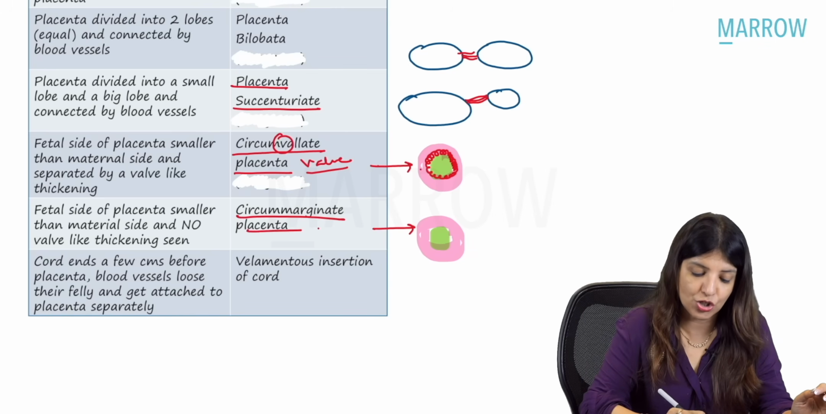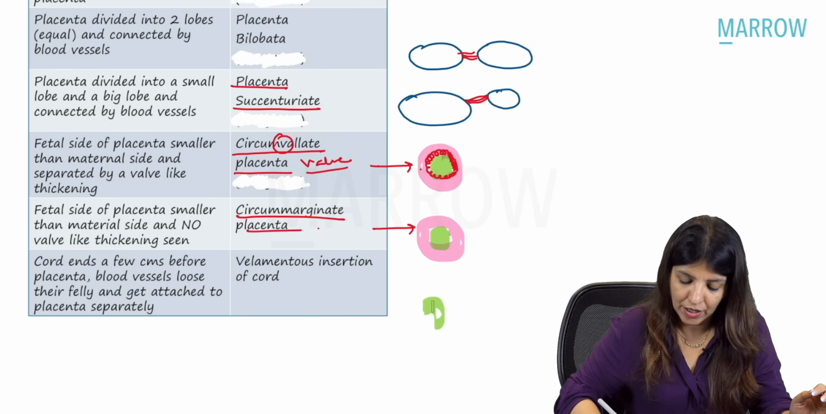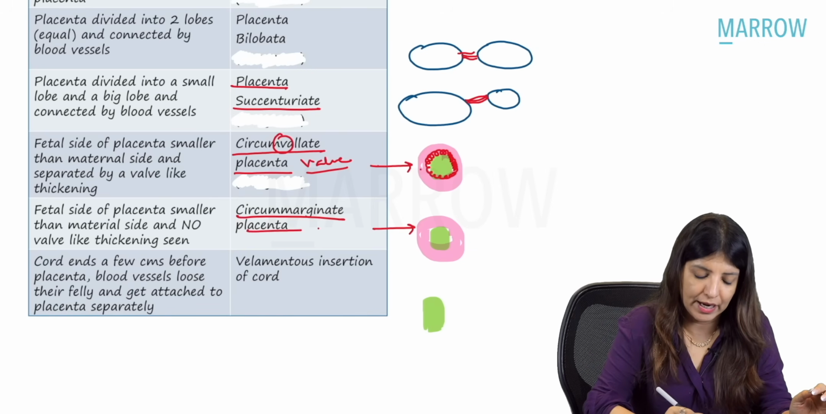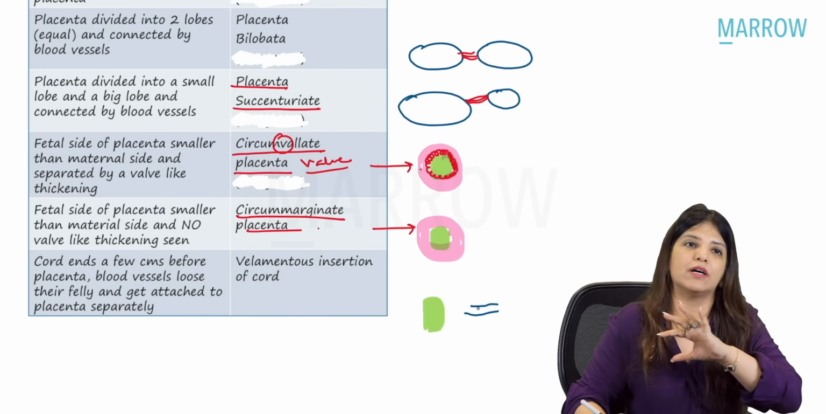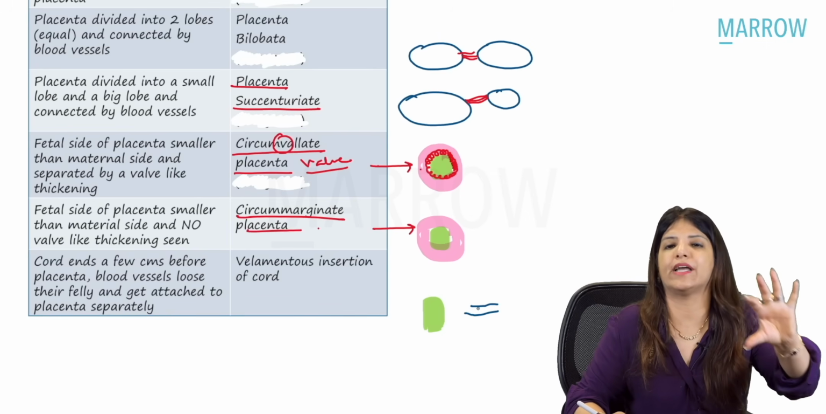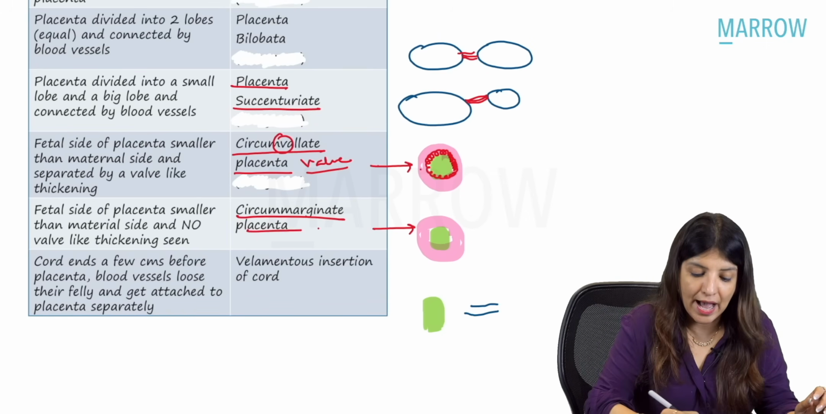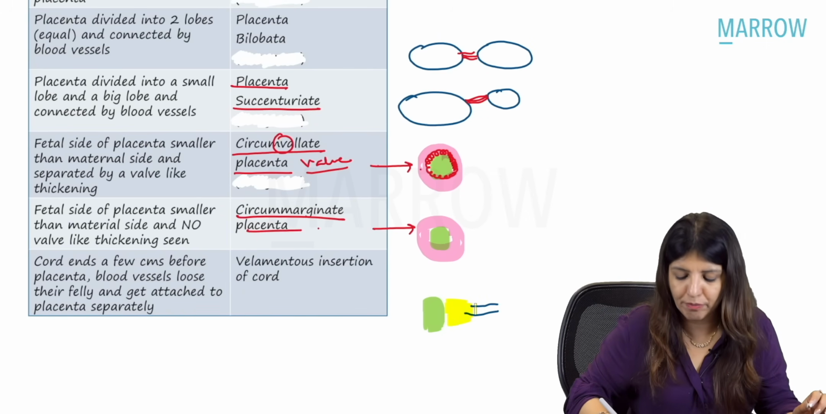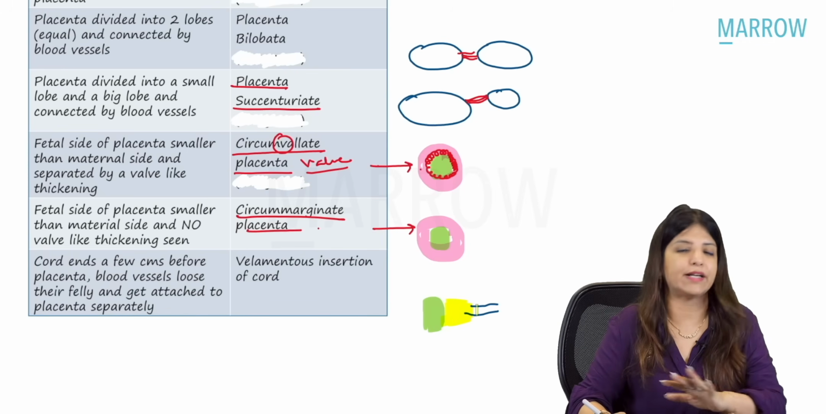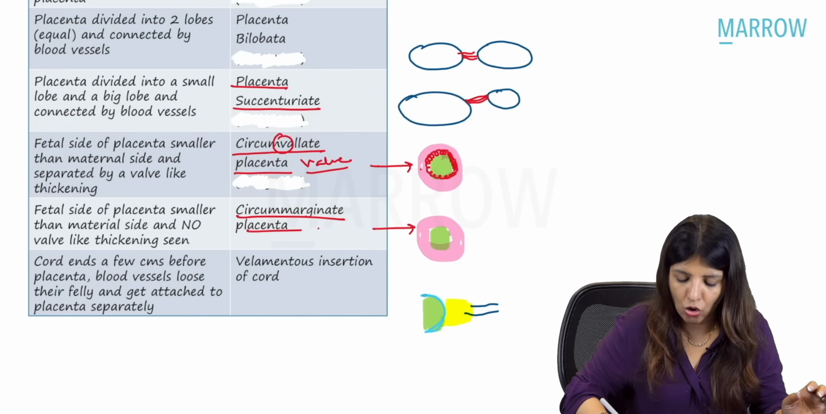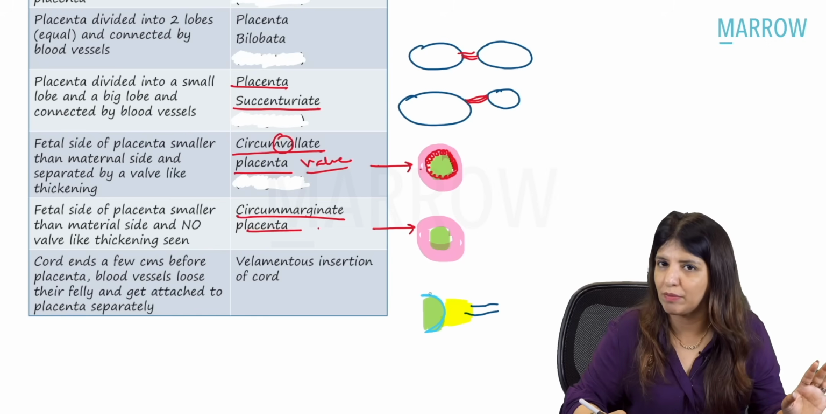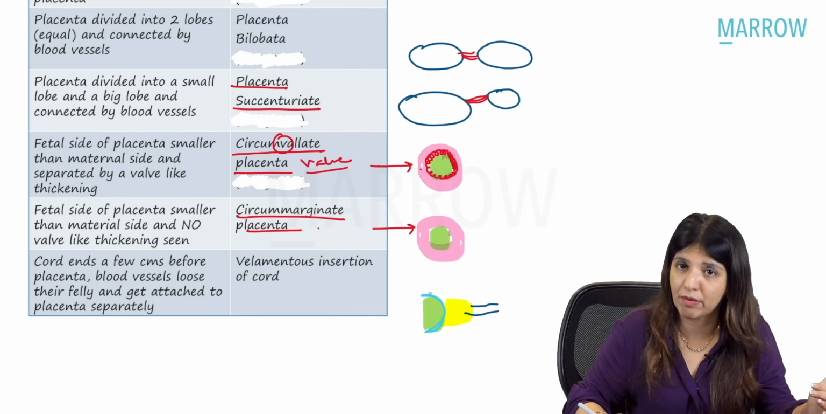A next condition could be that suppose there is a placenta, right? Now the cord is not getting attached directly to the placenta. The cord stops some distance before it reaches the placenta, and the cord is getting attached to the membranes. So this over here was the placenta. The cord is not directly attached to the placenta. It is first attaching to the membranes.